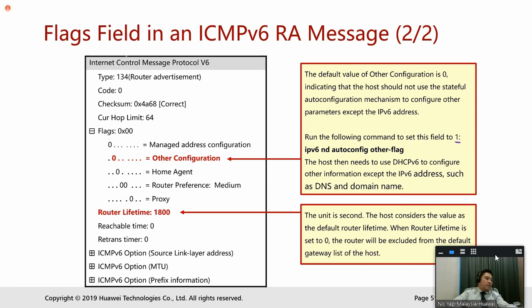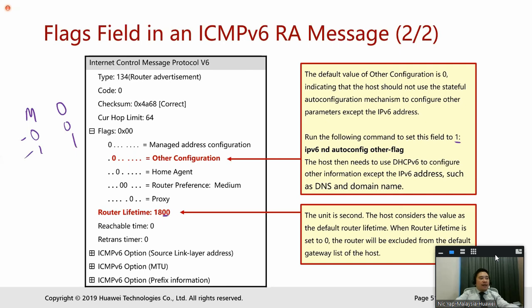So it means that you can have M and O. This is stateless. This is stateful. And the unit is in seconds for the router lifetime. The host considers the value of the default router lifetime. When the router lifetime is set to 0, the router will be excluded from the default gateway list of the host. It means I will not be your router. I cannot be a router anymore when this is 0.